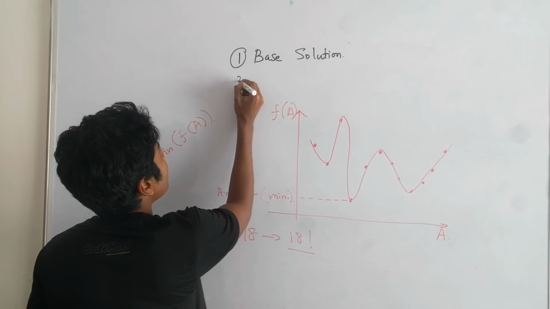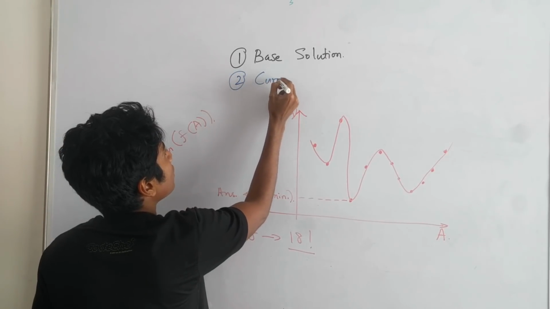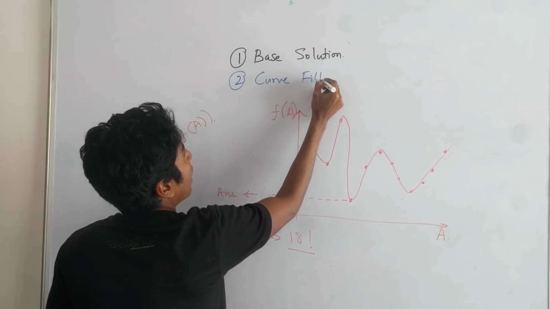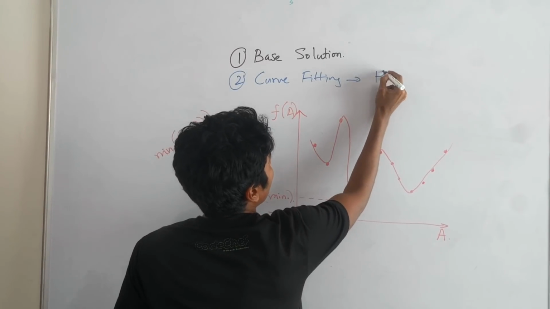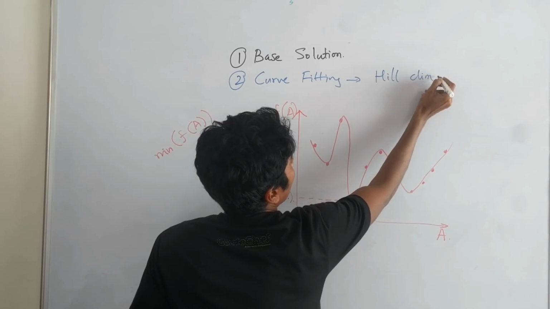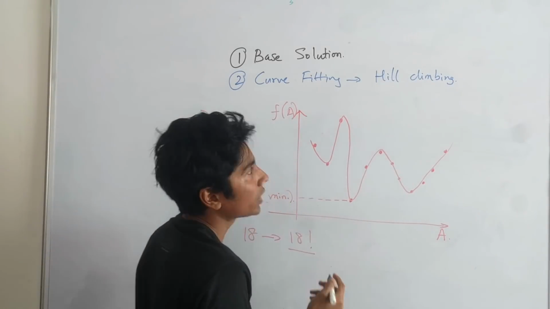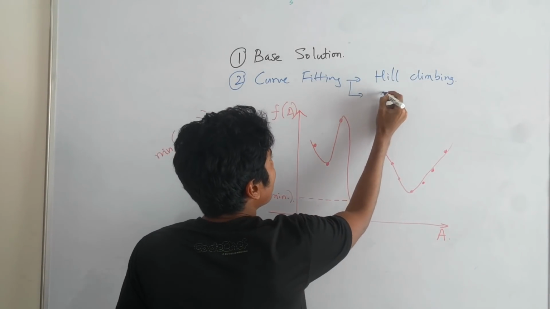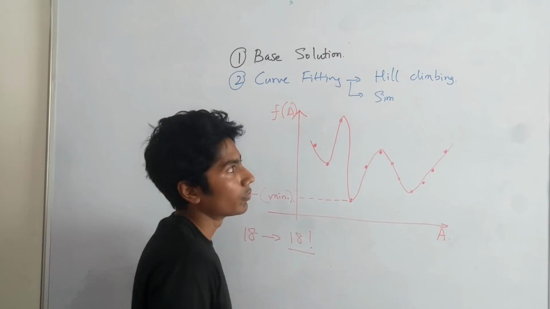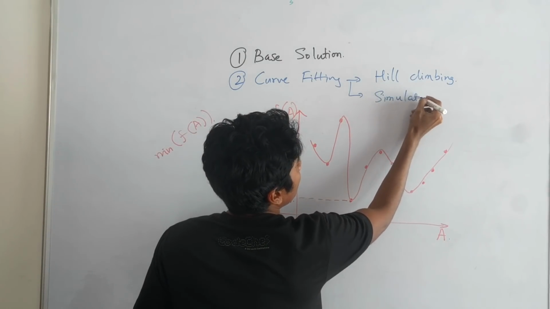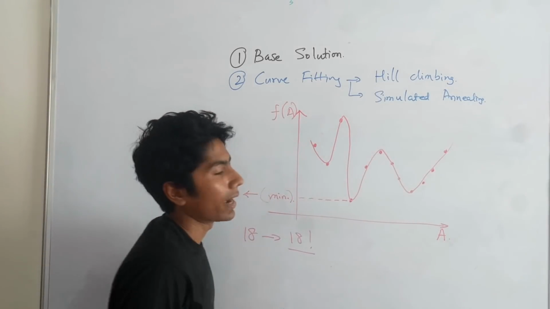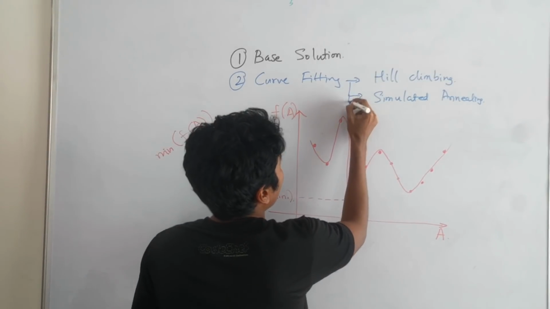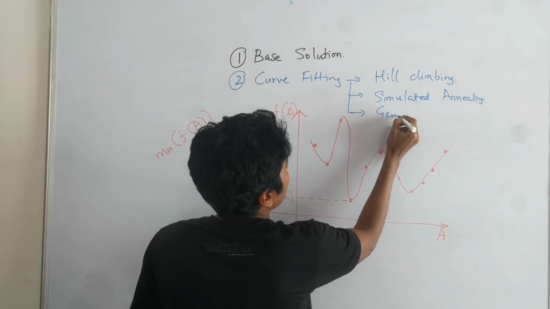The second part is basically something like curve fitting. And because you have many approaches, I'll just mention a few. One of them is hill climbing, okay, which is probably the most common one. Something which is again very, very common is an evolutionary algorithm, which is simulated annealing. And finally, something that I really like and is also very popular is genetic algorithms.